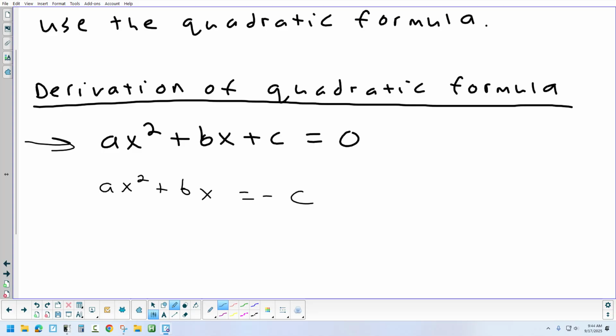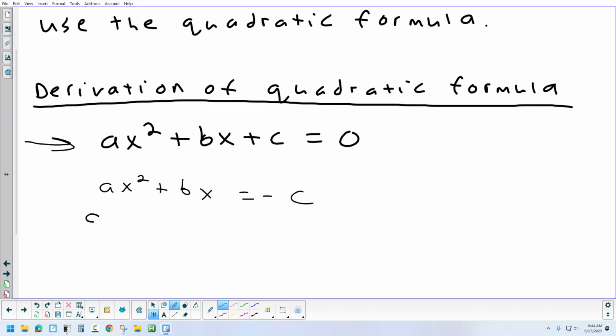All right, so now we've got that. What do we do after we move the constant to the other side? Divide b by 2 and then square it. No, something we've got to do before that. We are going to divide something by 2 and square it, but we've got to make sure of something first. I'll factor out a. Right. We have to factor out a because the number in front of x squared has to be a 1.